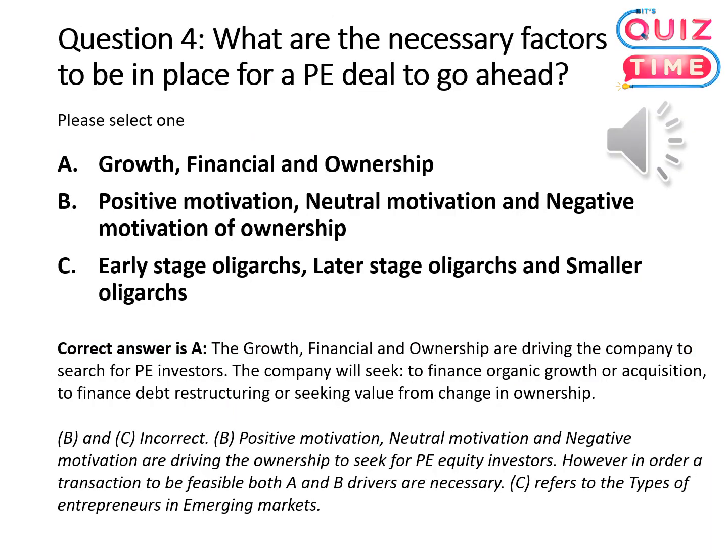Question 4. What are the necessary factors to be in place for a PE deal to go ahead? A. Growth, financial and ownership. B. Positive motivation, neutral motivation and negative motivation of ownership. C. Early stage oligarchs, later stage oligarchs and smaller oligarchs.